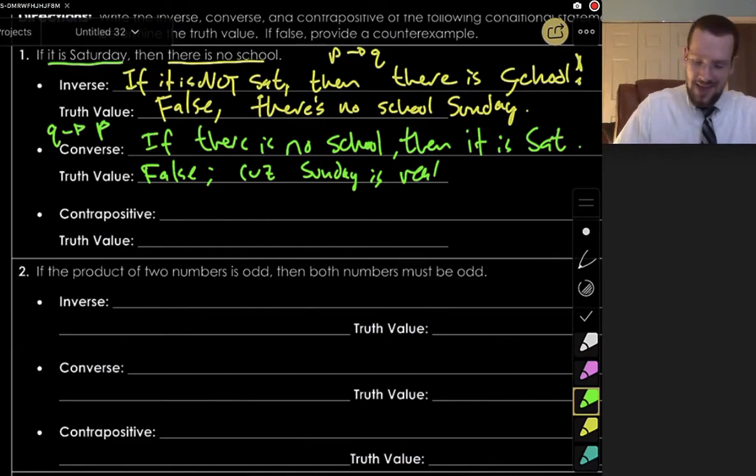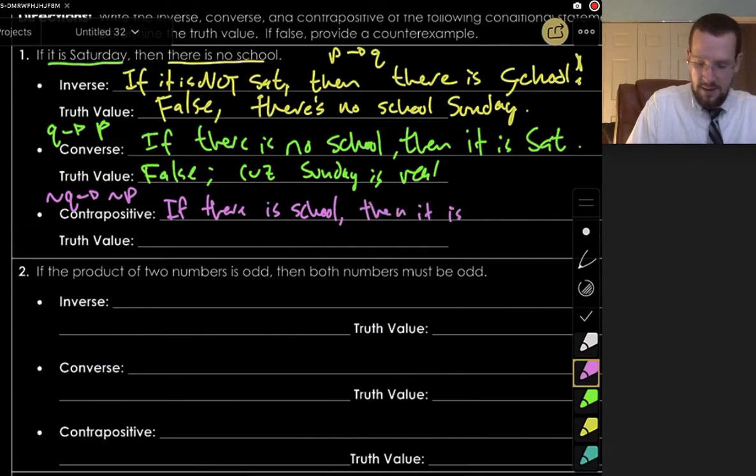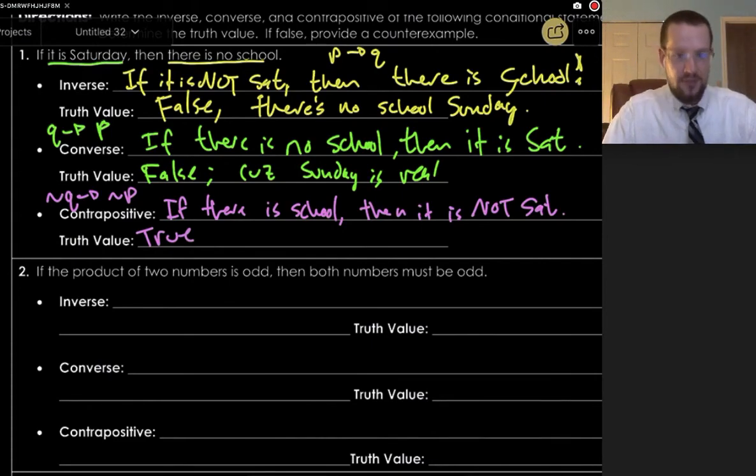And now let's negate these. So let's do not Q implies not P. Not Q would be if there is school, then it is not Saturday. And that's true. If there is school, then it is not Saturday. That is very, very true.